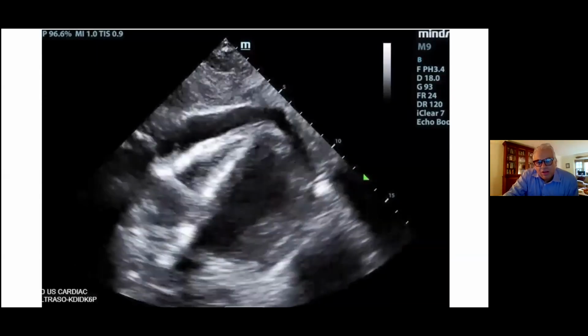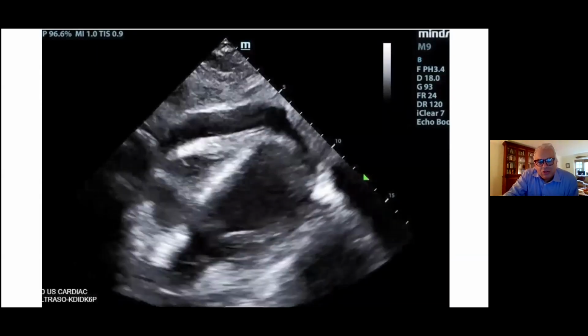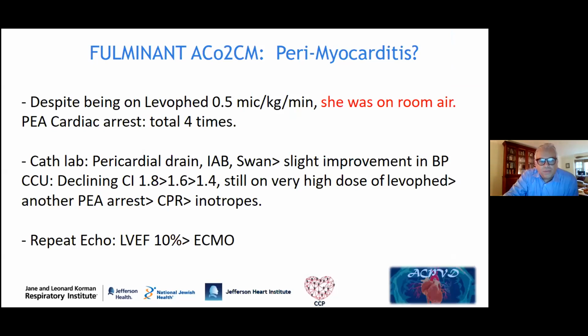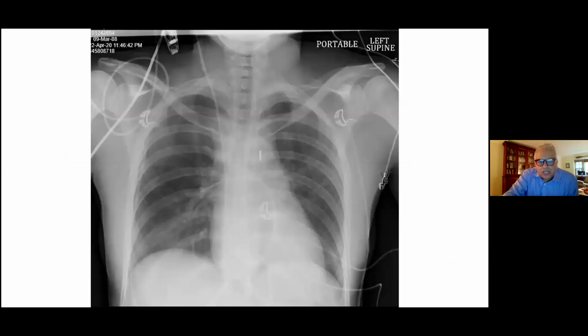Here was her echo, very sick, edematous looking echo, EF very compromised, a stroke volume compromised, and a large pericardial effusion. Importantly, she was placed on Levophed, high dose Levophed, and she had a cardiac arrest, repeated, and came back. In the cath lab, they drained the effusion, but she was still very, very sick. Another PA arrest. Finally, she was placed on VA ECMO. This was her chest X-ray. Again, no evidence of COVID-19 pulmonary infiltrates in this COVID-19 positive patient with an acute cardiomyopathy.